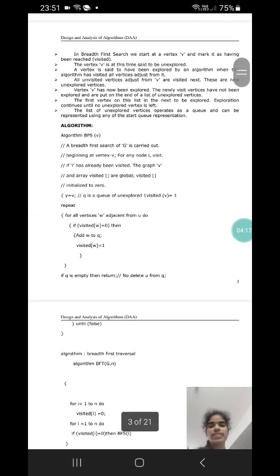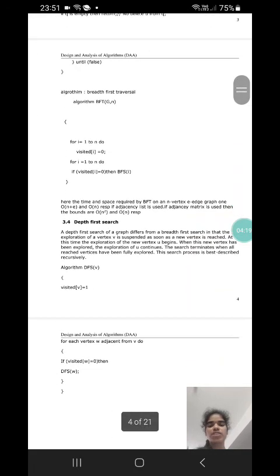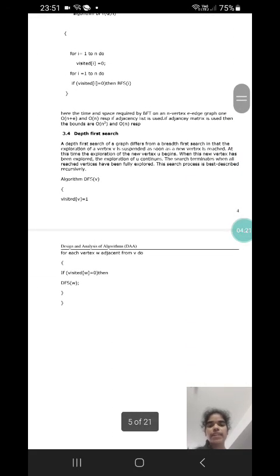This is the algorithm of breadth first search. The time and space required by breadth first search on an n-vertex, e-edge graph G are O(n + e) and O(n) respectively if adjacency lists are used. If an adjacency matrix is used, then the bounds are O(n^2) and O(n) respectively.